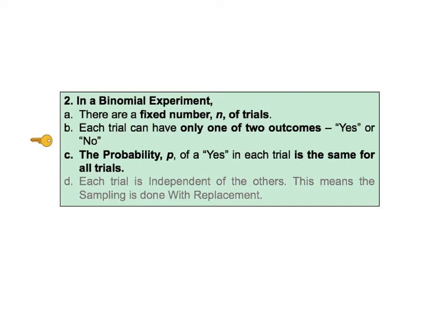C, the probability P of a yes in each trial is the same for all trials. Note this P is a different concept from the P, also known as the p-value, which is compared to alpha in inferential statistics and hypothesis testing. Both P's are probabilities, but p-value is the probability of a false positive error in hypothesis testing, and this P is the probability of a yes in a trial.